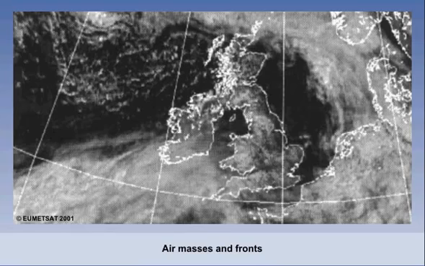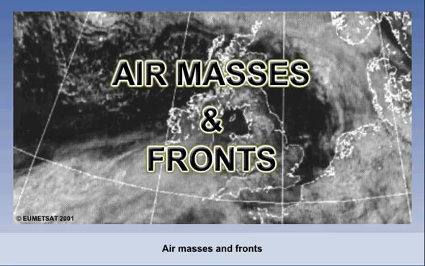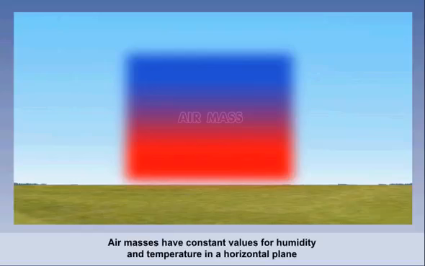In understanding how the atmosphere works, we have developed ideas and theories that help us explain what we see. Two of these are air masses and fronts, and it is vital to know about these when trying to study the weather. Let's look at air masses first. An air mass is a large body of air in which horizontal profiles of both temperature and humidity are more or less constant.